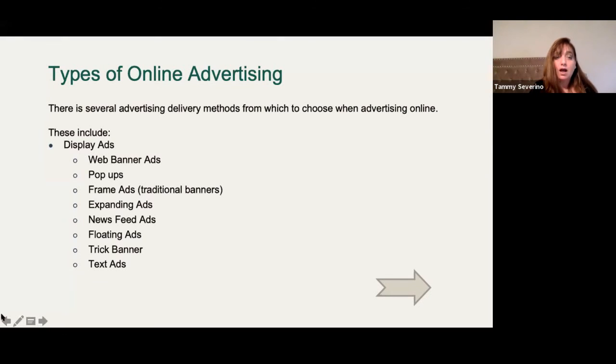Pop-ups, that's very simple. Those are ads that, as you're reading something or watching something, pop up right in the center, and you can click on it and get more information, or you can X out of it and it will go away. Frame ads, like I said, those are traditional banners. They tend to be at the very top, very bottom, or along the side of the website page. And they are firmer ads. They stay in place unless you actually close them out.